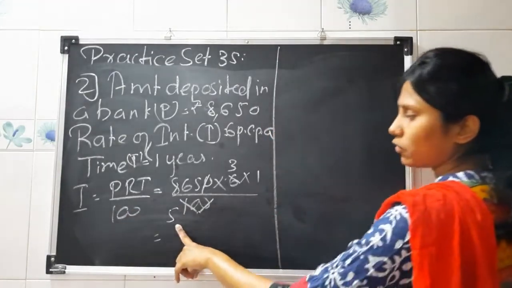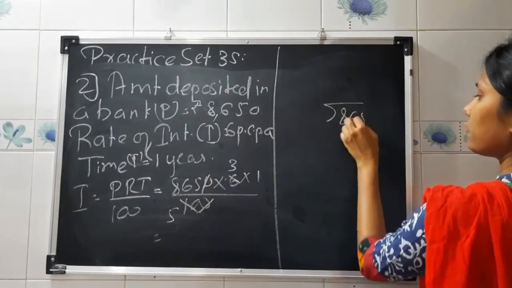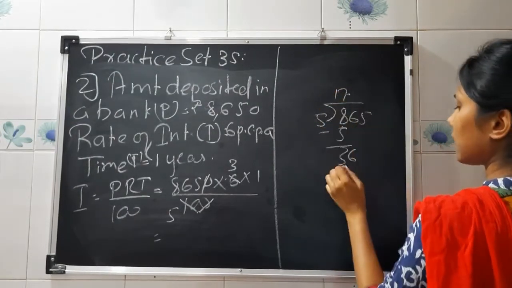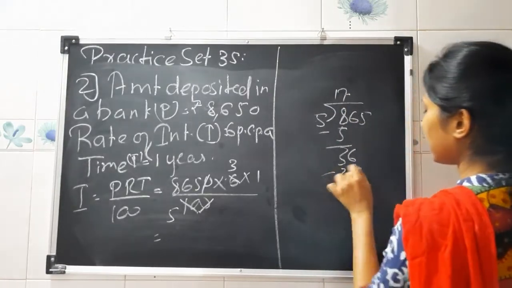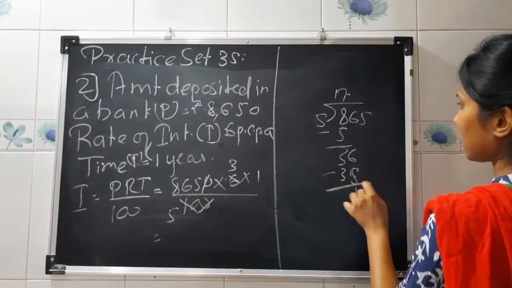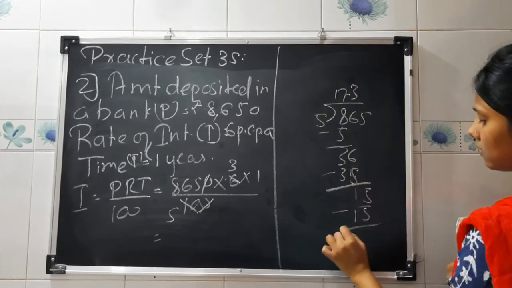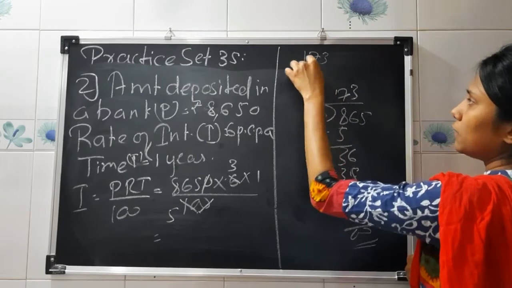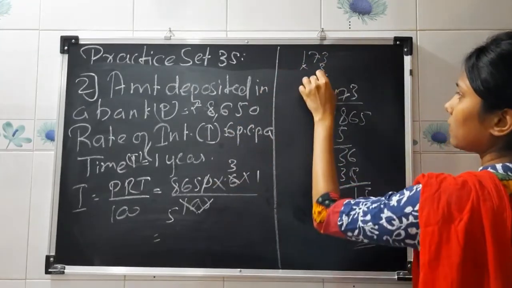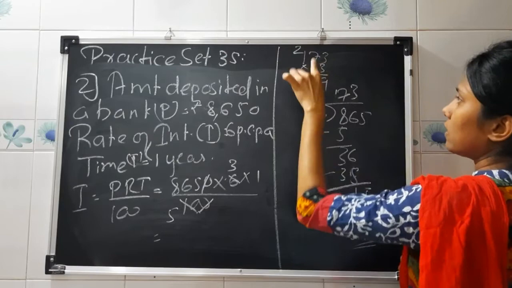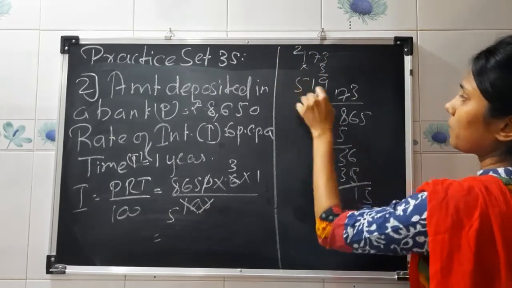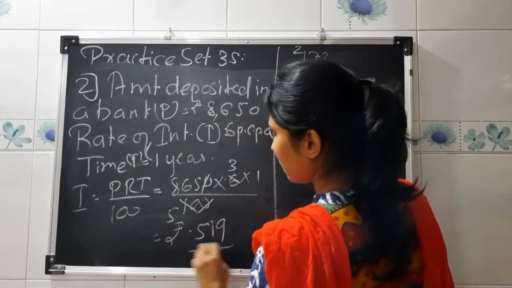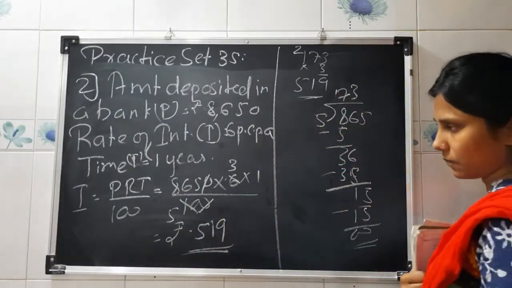Now we have to divide this 865 by 5. 5 ones are 5, 5 7s are 35, 5 3s are 15, 173. 173 into 3, 9, 1, 5. So interest is rupees 519.